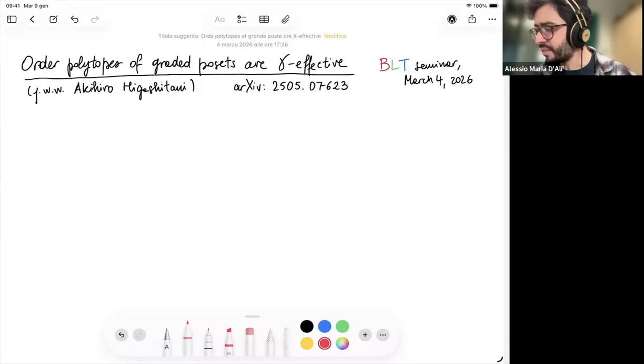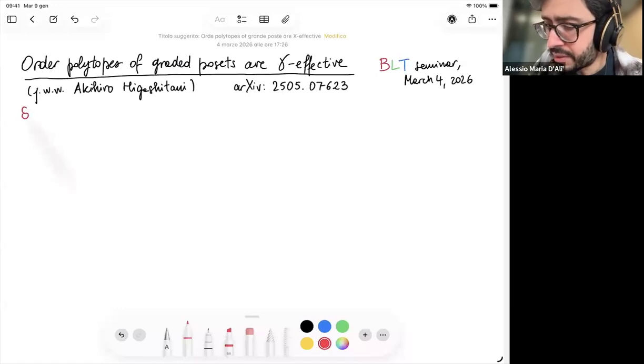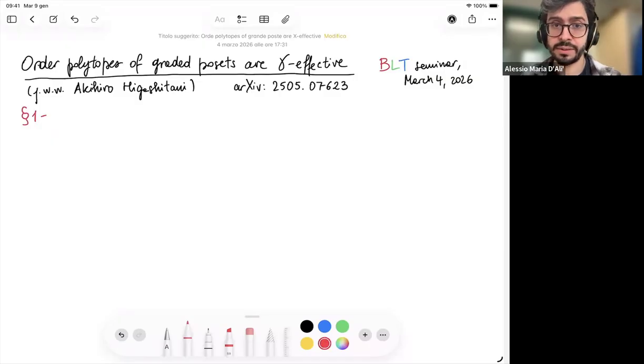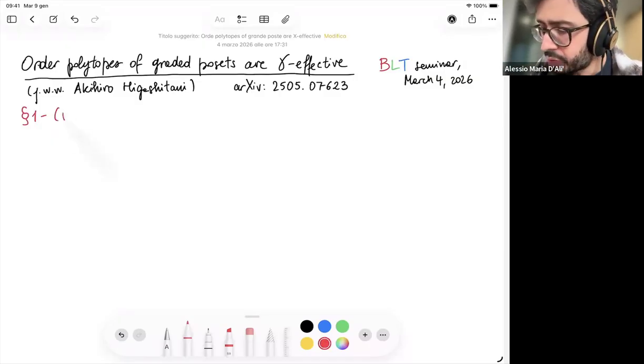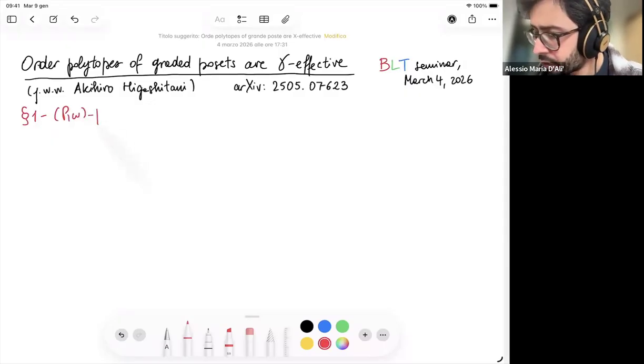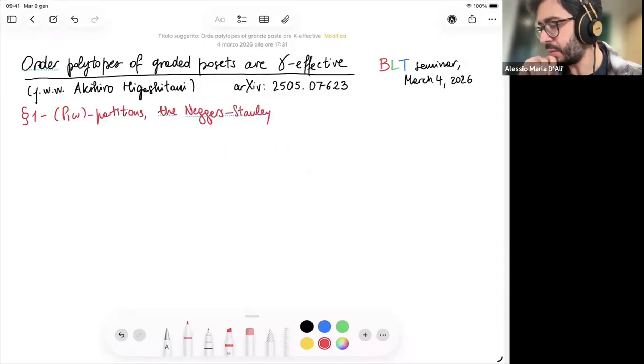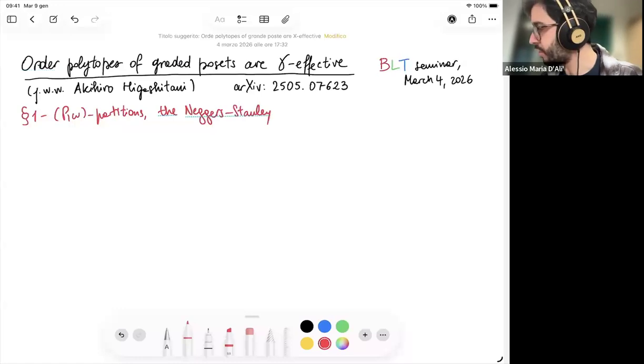So I will start by some problem that has already been settled, but that kind of is the starting point for our project. By the way, this is joint work with Akihiro Higashitani from Osaka. So I want to start by talking about P-omega partitions and the Neggers-Stanley conjecture. So this was a hot topic from the 80s all the way to the early 2000s when this conjecture was disproved, even though there are still some open cases to wrestle with.